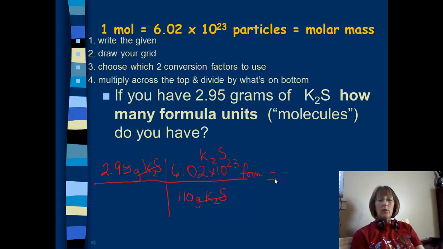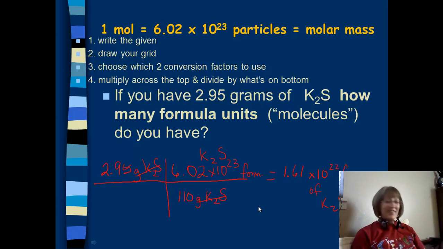Multiply across the top, divide by what's on bottom, and we should get 1.61. If you stop there, 1.61, and you put that as your answer, it means you haven't read the whole number off your calculator. Times 10 to the 22, and that would be formula units of K2S. Alright? Number 7.